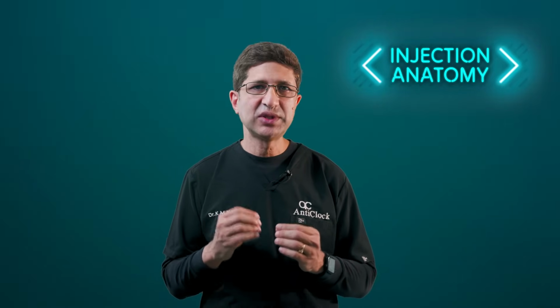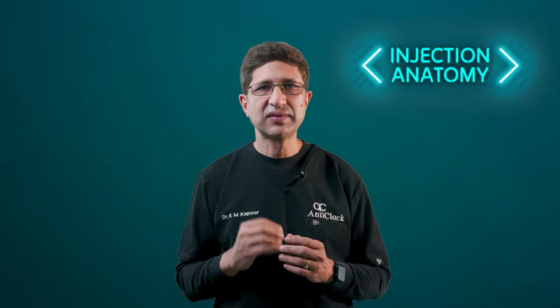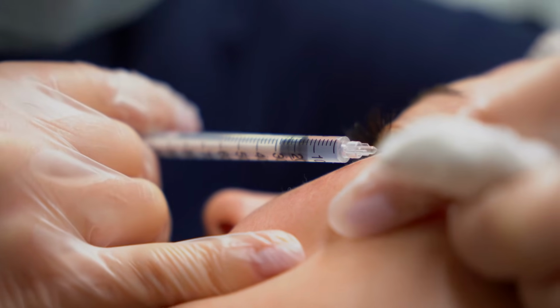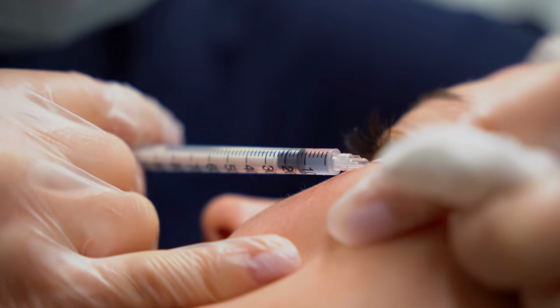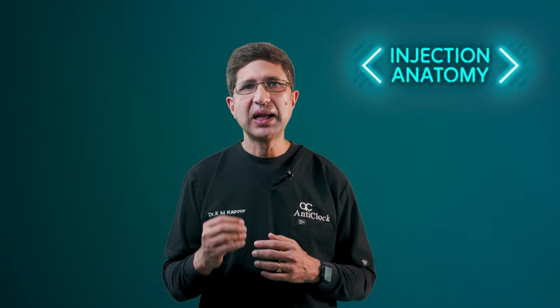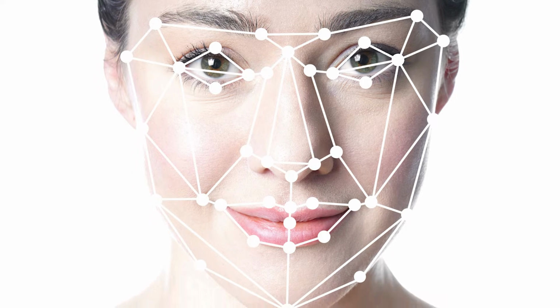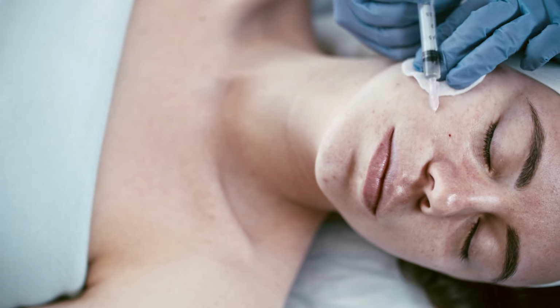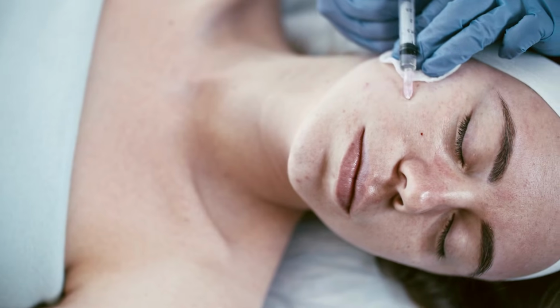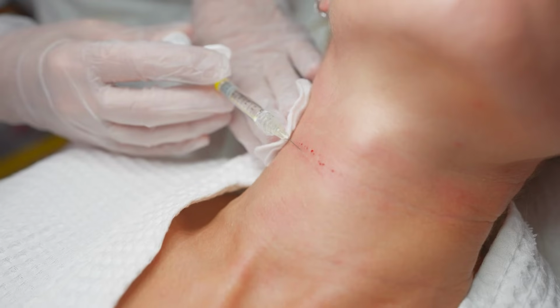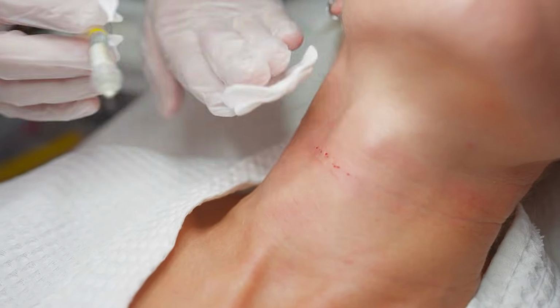When we talk about injection anatomy, we are referring to the precise knowledge of where to inject within the different layers of the face. Injection anatomy is based on understanding depth, location, and structure. This means that while we perform injections, we rely on our knowledge of facial topography to accurately place the product where it will have the most benefit, whether that's botulinum toxin for muscle relaxation, fillers for volume restoration, or skin boosters for skin quality improvement.